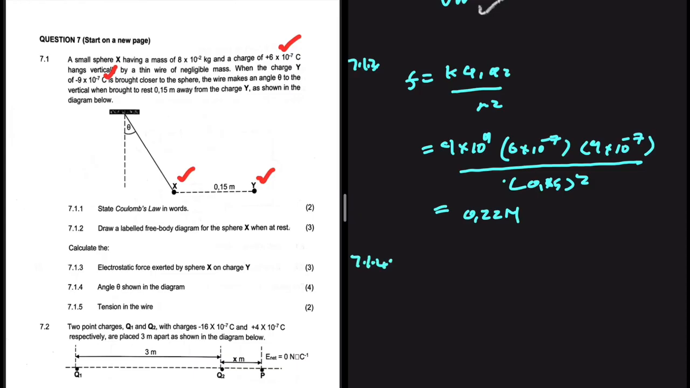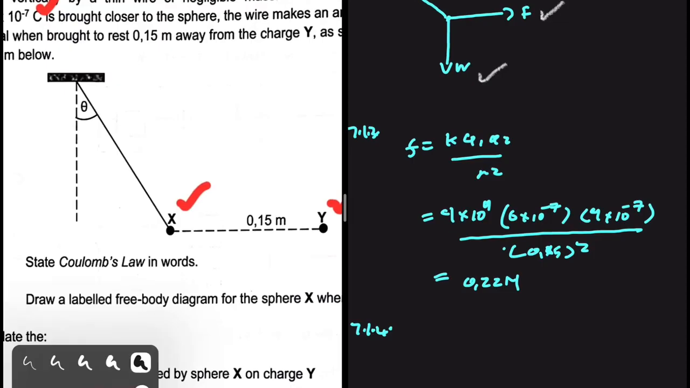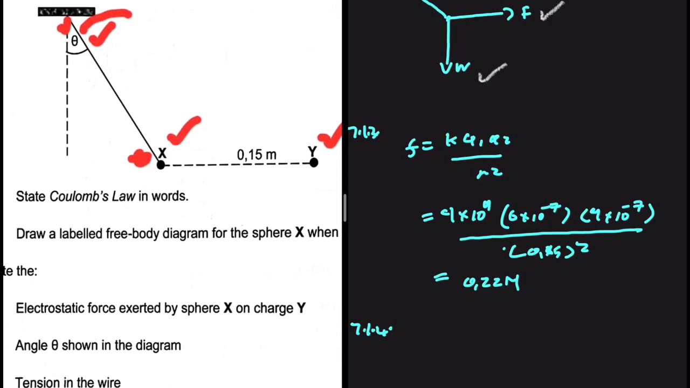Let's go ahead and do 7.1.4. Let's calculate the angle theta shown in the diagram. Our angle theta is between the y-axis and the tension. Usually our angle is between the x-axis and the tension, and to find the x component we would use cos, and to find the y component we would use sine. But if it is up there, then it is the other way around. For x, we're going to use sine, and for y, we're going to use cos. That is something to think about.